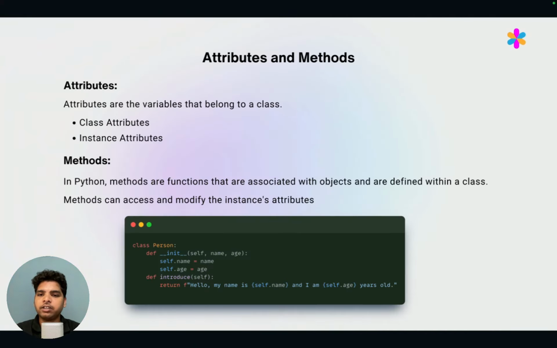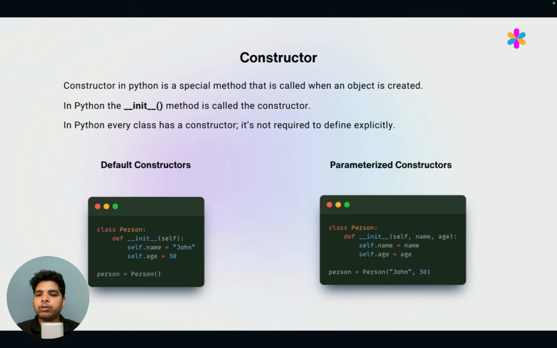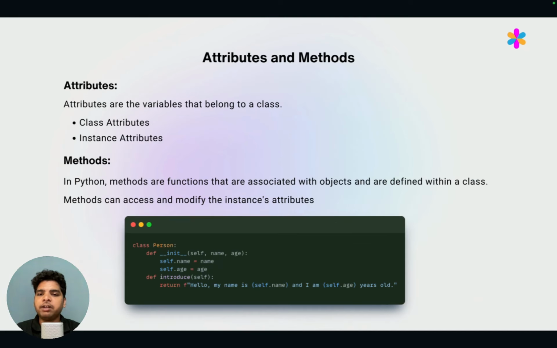So in this lecture we have learned what a class is, what an object is in Python, and then we have seen how to create a class, and from a class how to create an object. Then we have talked about constructors, why we need a constructor, and we have seen two kinds of constructors, default constructor and parameterized constructor. Then after that we have seen what attributes and methods are. Then we have solved a real world problem.